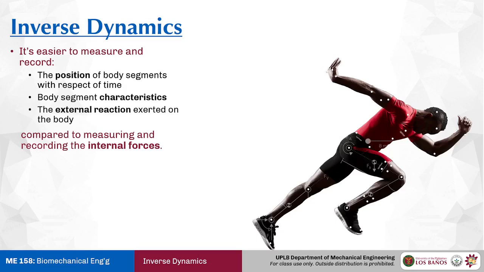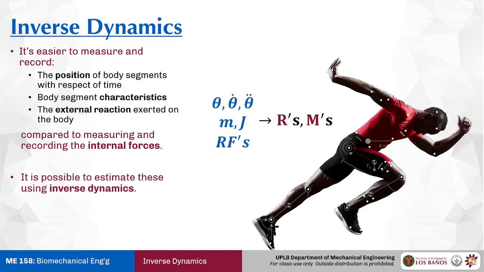Like you're trying to figure out backwards, based on the position, velocity, and acceleration of different links of the machine, what force or torque is needed to generate that kind of position characteristic. So you're taking angular positions, velocities, accelerations. You're taking the mass of links, the mass inertia of links. You're taking the reaction forces that are applied on the links, and then you're gonna generate reaction forces and reaction torque.